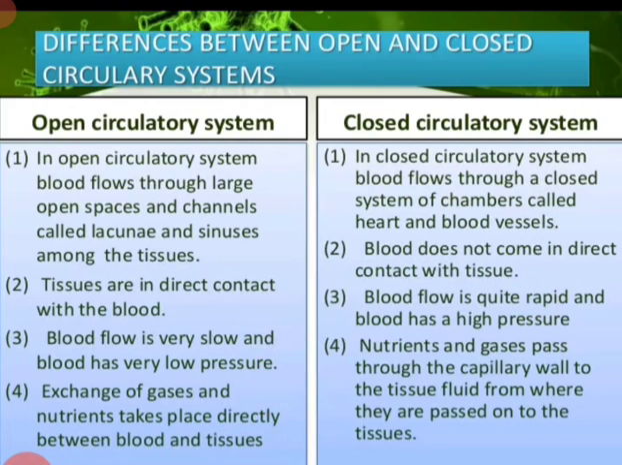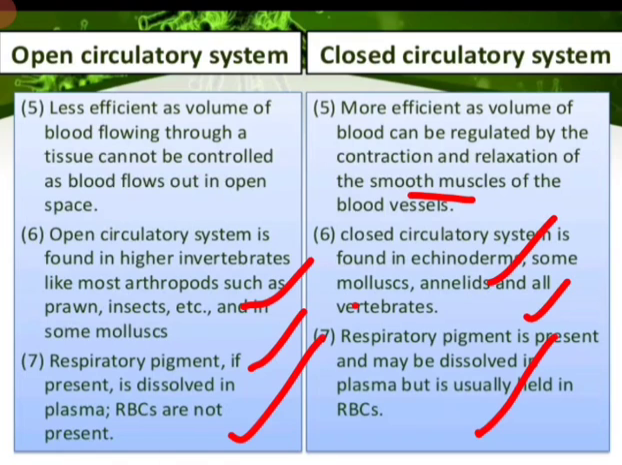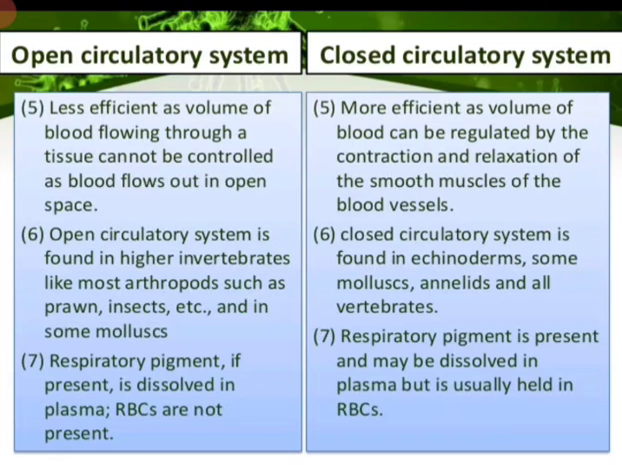Okay. Next one we are coming to. The open system is less efficient, as the volume of the blood flowing through a tissue cannot be controlled, as blood flows out in open space. The closed system is more efficient, as the volume of blood can be regulated by contraction and relaxation of the smooth muscles of the blood vessels. It is more efficient.